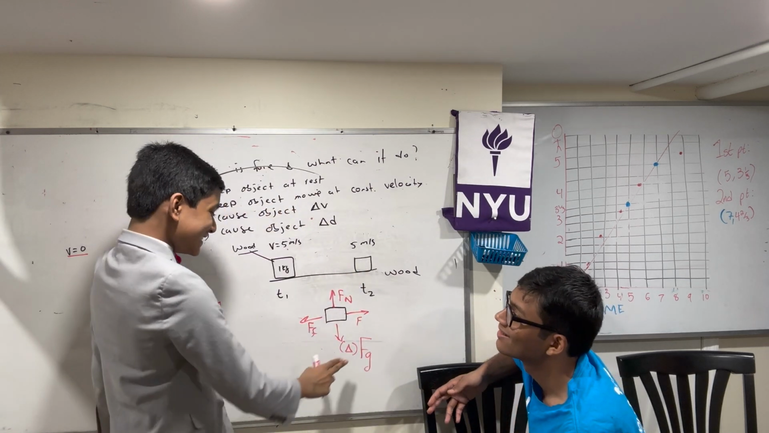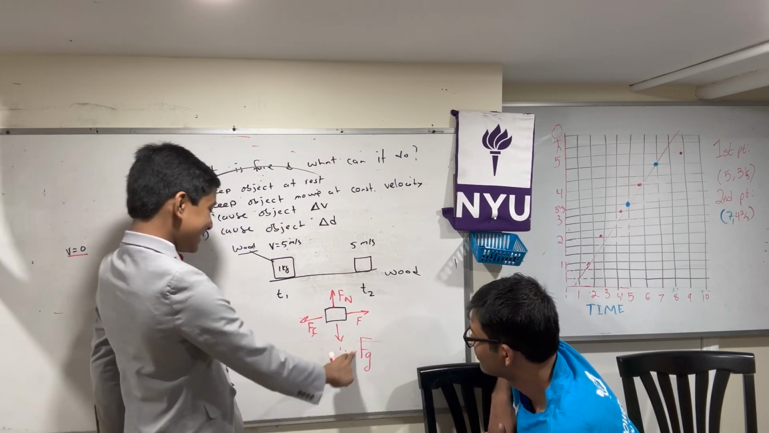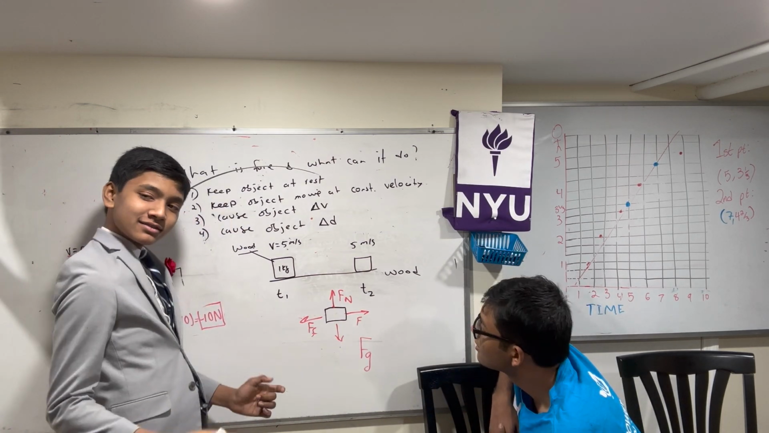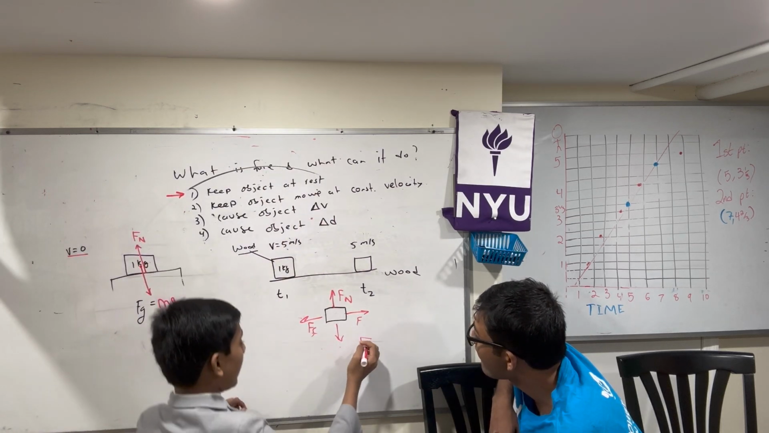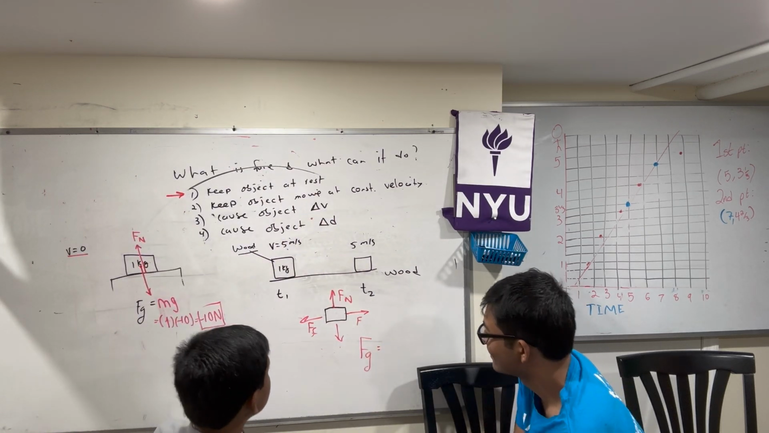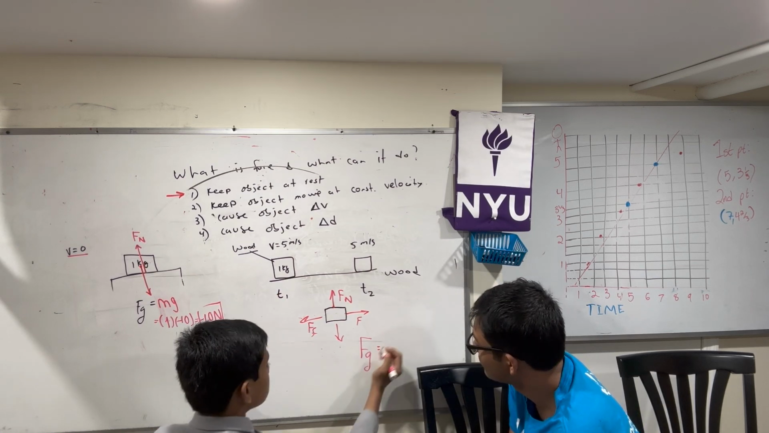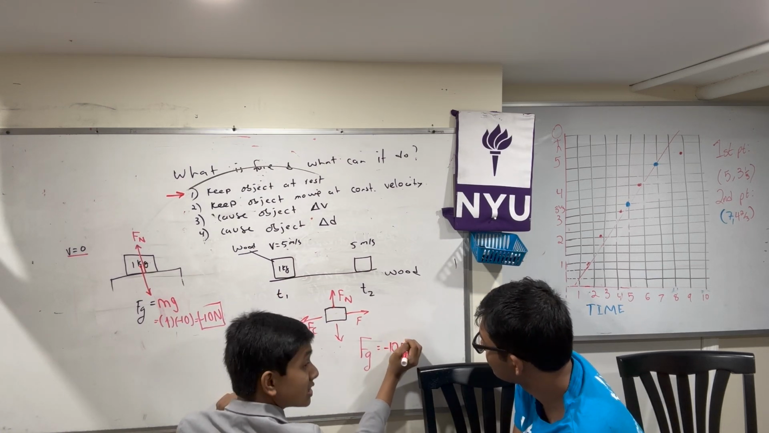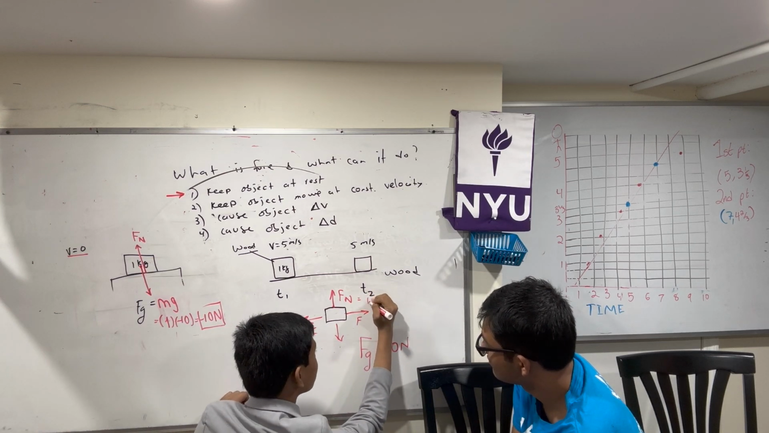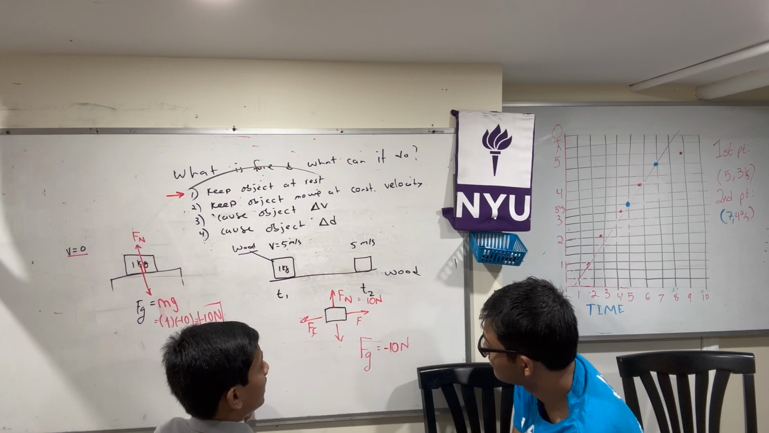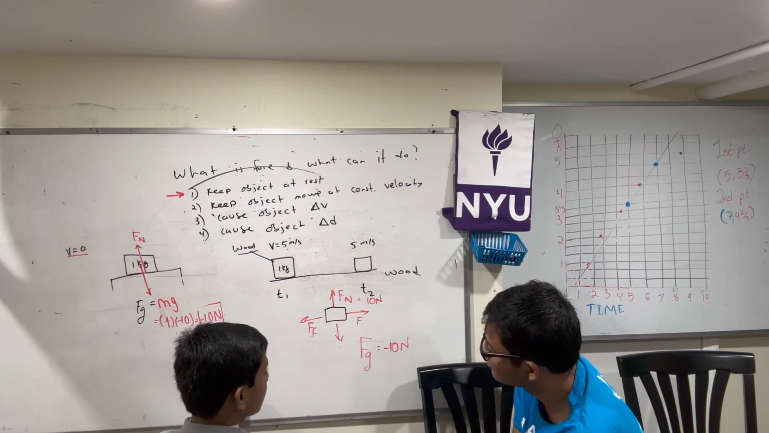Find the size of all the vectors. FG is just equal to mg, which is 1 kilogram times 10 newtons. And Fn is, of course, positive 10 newtons, in the positive y direction.